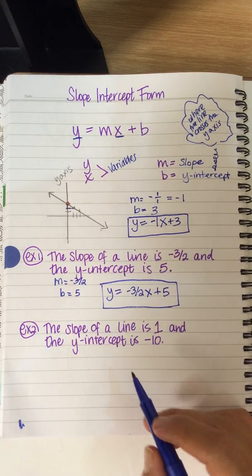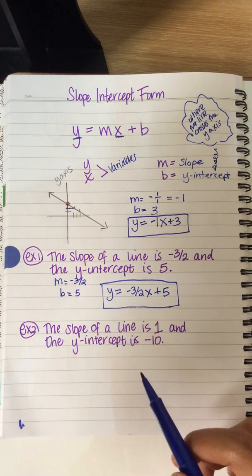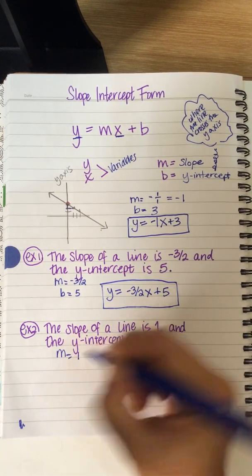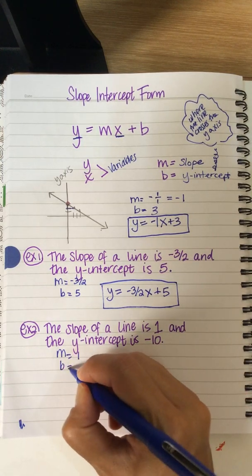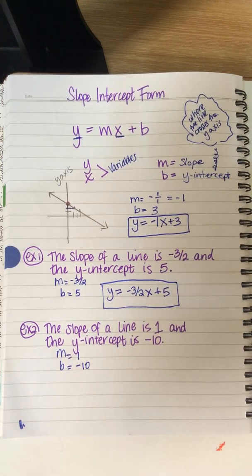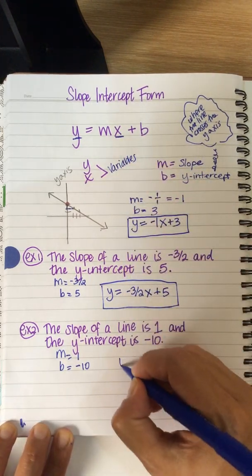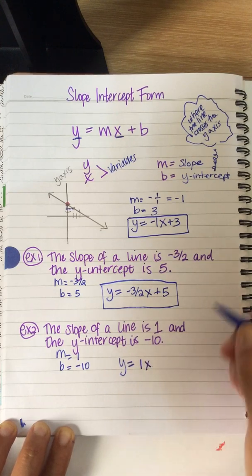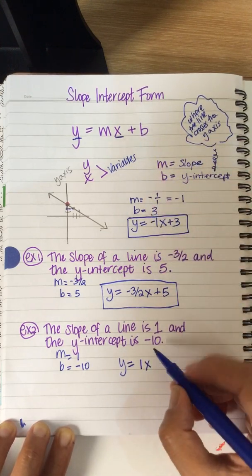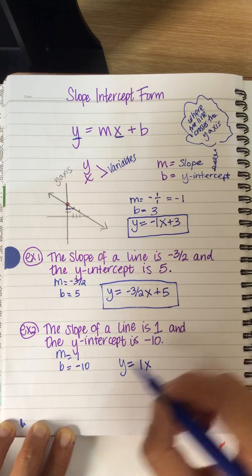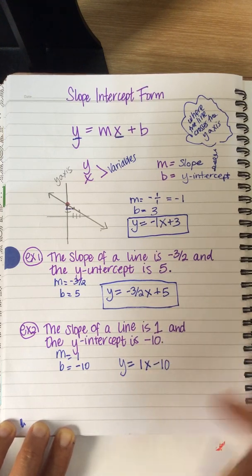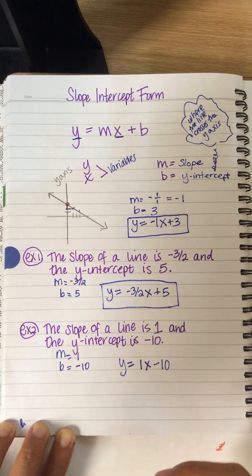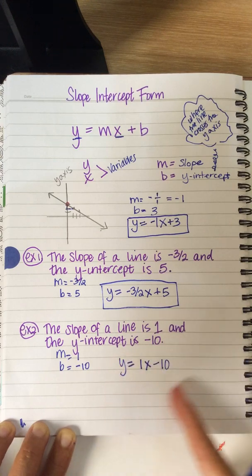All right, next. The slope of a line is 1, and the y-intercept is minus 10. So the slope is 1, and the y-intercept, or b, is negative 10. So let's write that. Taking it from here. y equals m is 1. I write my x plus b. Well, I'm plussing negative 10. So if I'm adding negative 10, I can just write minus 10. So if you have a y-intercept that's negative, you can just write minus that number. So here's slope-intercept form. If you write it like this, it's correct.